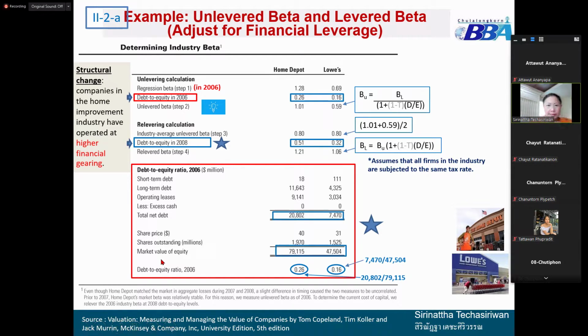So what the analysts need to do is, from this raw beta, this regression beta, which includes the financial risk, take out the financial risk from this raw beta by using this formula.